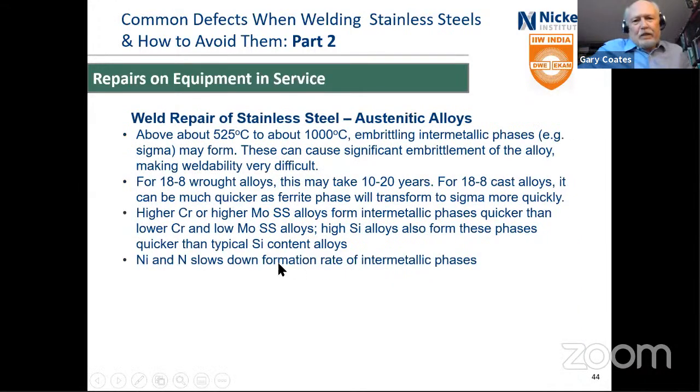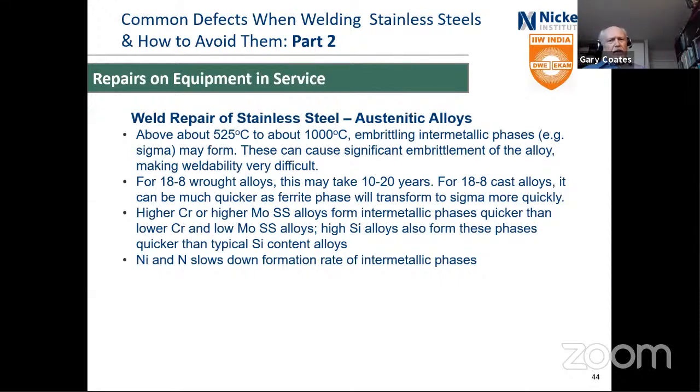Above about 525 C to 1000 degrees C, you can get some embrittling intermetallic phases. So 309, 310 can embrittle, a lot of alloys can, that are meant especially for high temperature. But the 18-8, the 304, the 321, 347, they don't embrittle very easily. It can take 10 or 20 years for it to embrittle. So they will eventually, but you don't run into that so often.